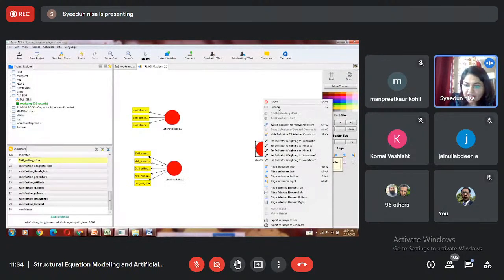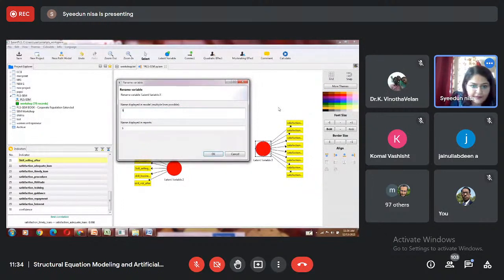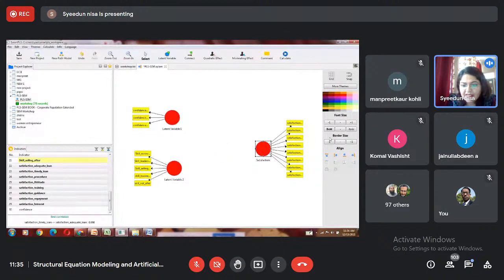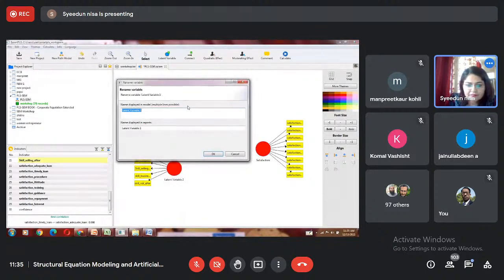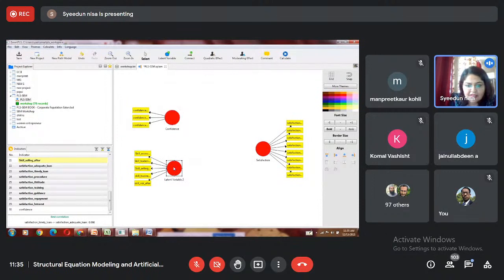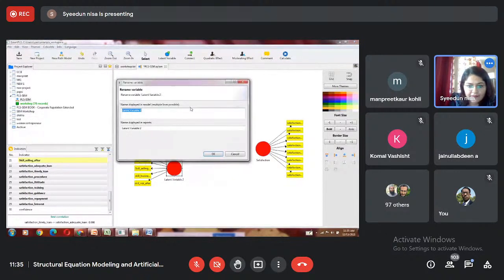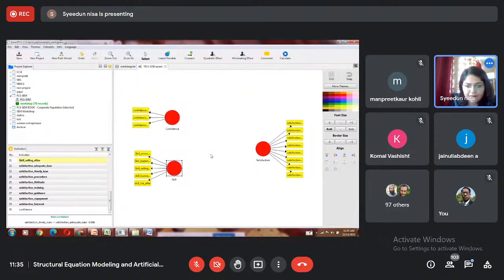Now, what I'll do, I'll name these latent variables. So this is satisfaction. Rename it satisfaction. So this is satisfaction, and these items are measuring satisfaction. Then this latent variable is confidence. And this is skill. Is this fine? All of us have done this?